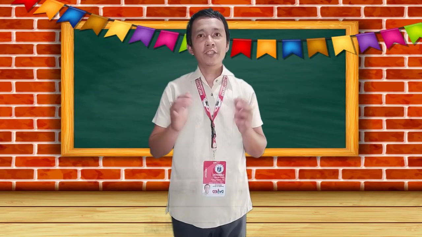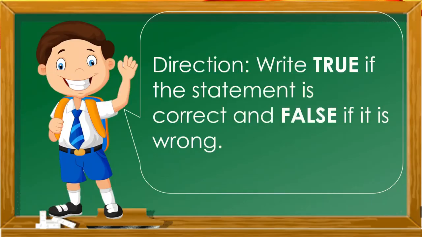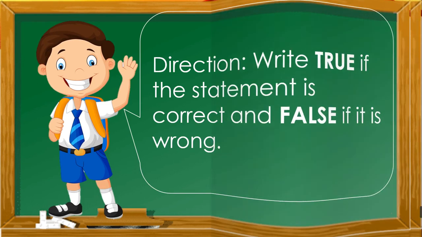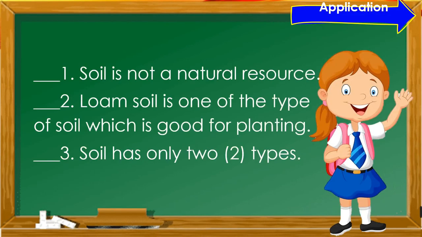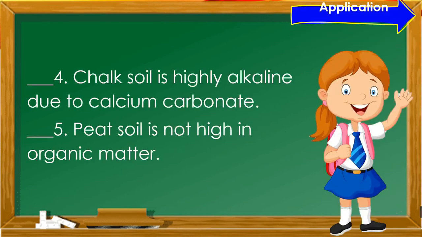To summarize what you have learned, let us do the activity. Direction: Write true if the statement is correct and false if it is wrong. Number 1. Soil is not a natural resource. Number 2. Loam soil is one of the types of soil which is good for planting. Number 3. Soil has only 2 types. Number 4. Chalk soil is highly alkaline due to calcium carbonate. Number 5. Peat soil is not high in organic matter.